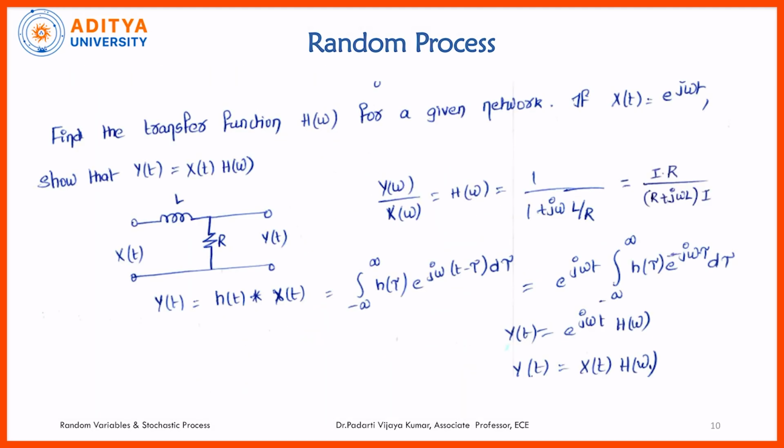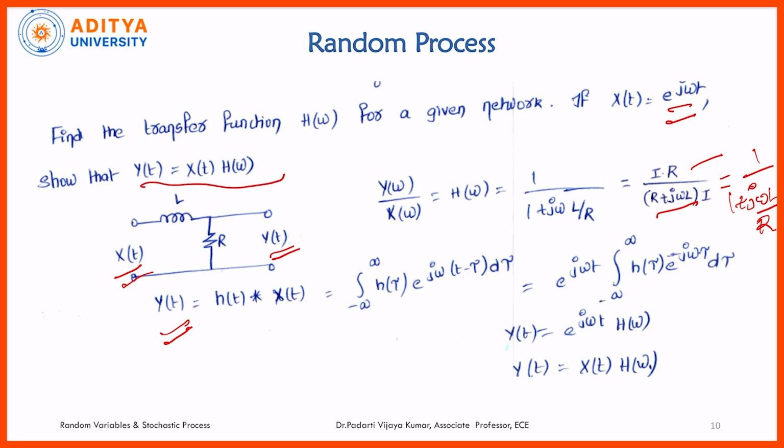So let us see one problem, how to compute the transfer function. An RL network is given, x of t is the input, y of t is the output. Y of omega by X of omega is H of omega. Y of omega is I into R, X of omega is R plus j omega L into I. Now Y of omega by X of omega is H of omega, 1 by 1 plus j omega L by R.